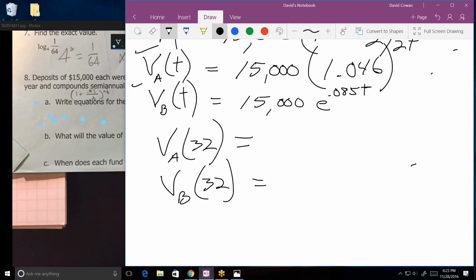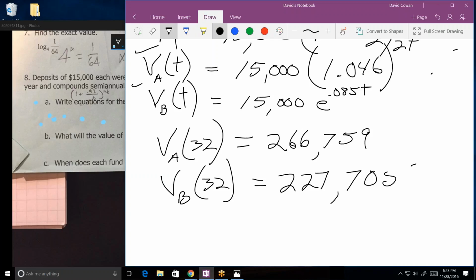For Fund A it's 266,759. Okay. And then for Fund B it's 227,705. Okay. So the fact we were continuously compounding did not make up for the fact that we were getting 1% less on our money. Right.